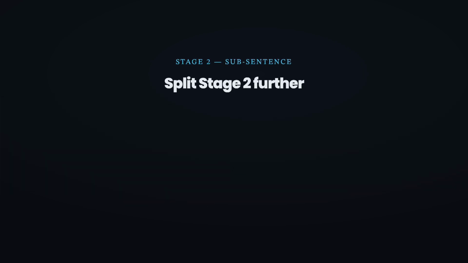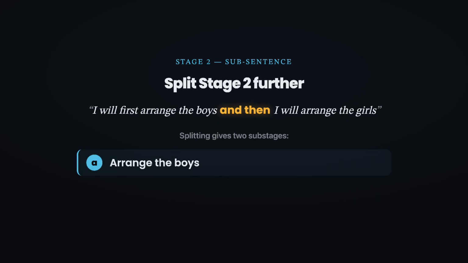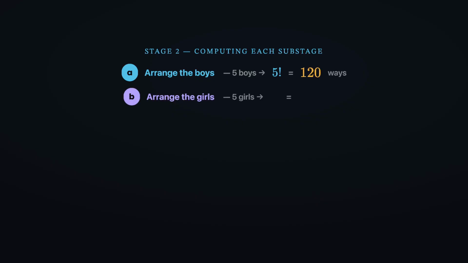As for stage 2, let's split it up into substages by writing a sentence. I will first arrange the boys, and then I will arrange the girls. Splitting into stages, we get A, arrange the boys, and B, arrange the girls. Let's look at stage A first. There are 5 boys, so to arrange them is 5 factorial, which equals 120 ways. And for stage B, there are 5 girls, so 5 factorial, which equals 120 ways.